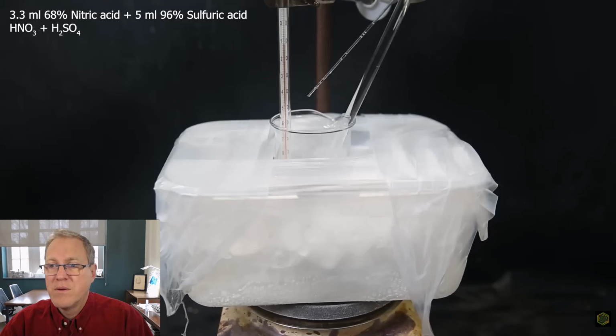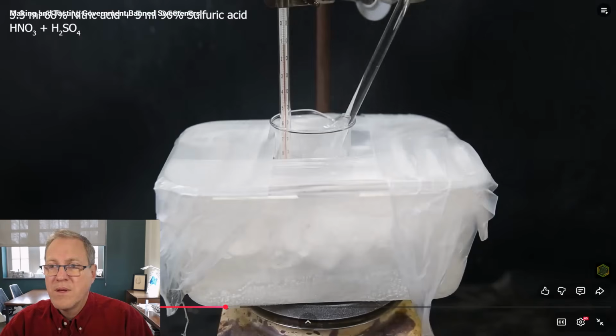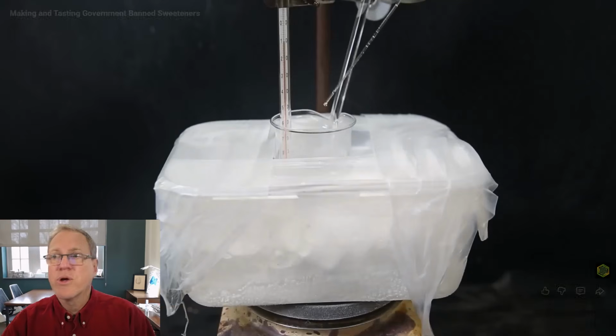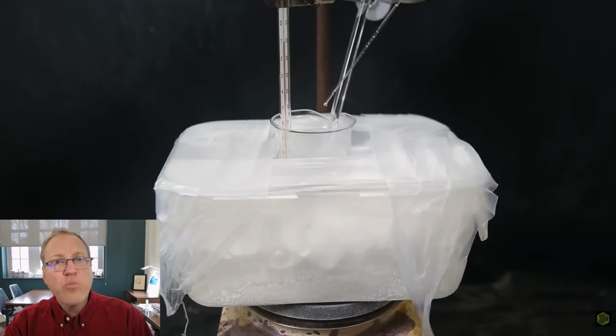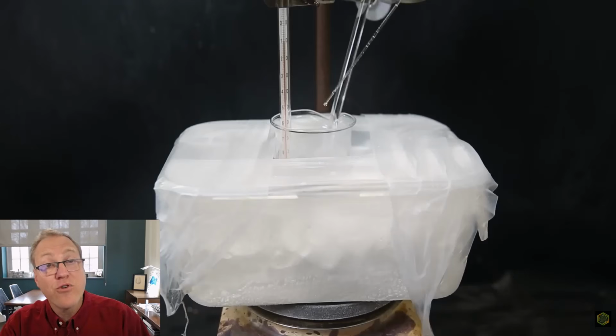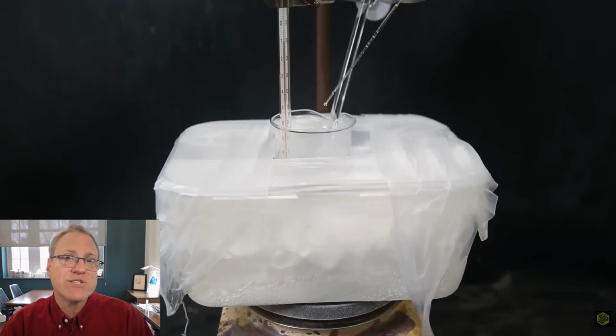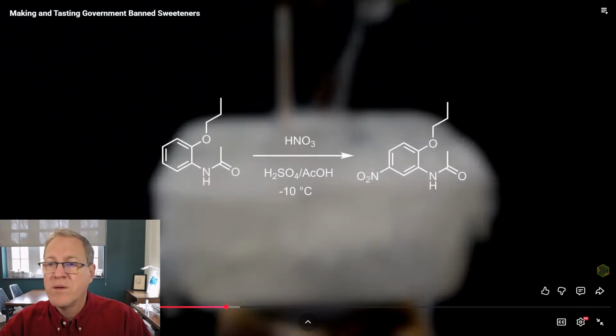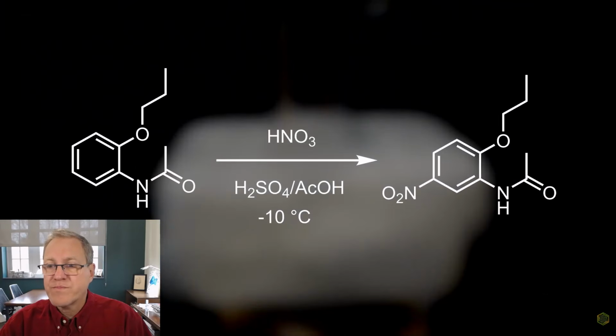I then very slowly drip in this mixture, while making sure that the temperature stays between minus 10 and minus 5 C. He's really worried about that temperature. It could be that this product, if he lets this get too warm, it can do multiple nitrations, in which case he would put multiple nitro groups on his ring. He only wants one, so he's carefully controlling the temperature to make sure he just gets the reaction that he wants. What happens in this reaction is that the 2-propoxy acetanilide is nitrated in the para position from the propoxy group, giving 5-nitro-2-propoxy acetanilide.